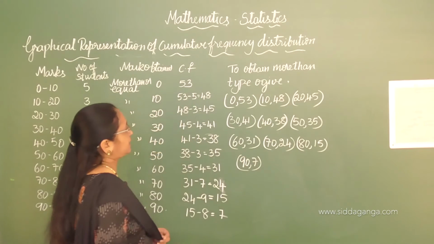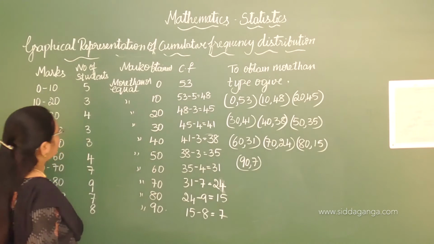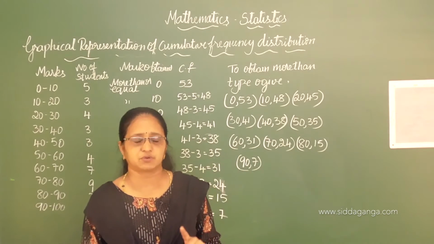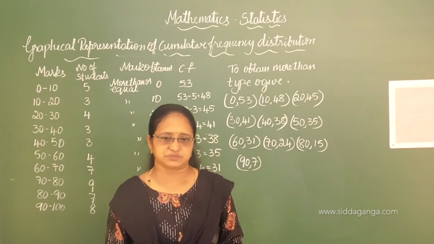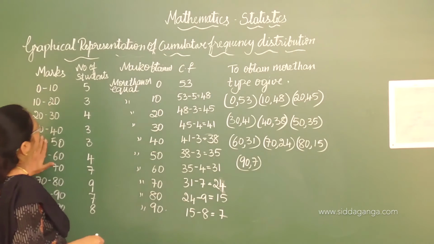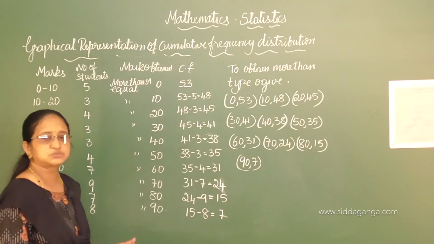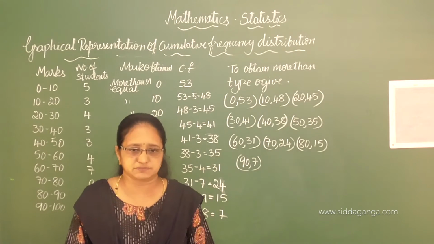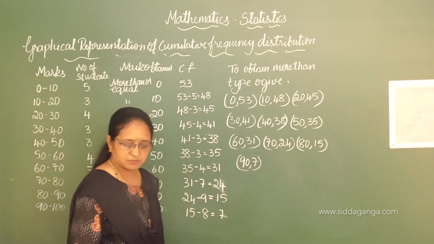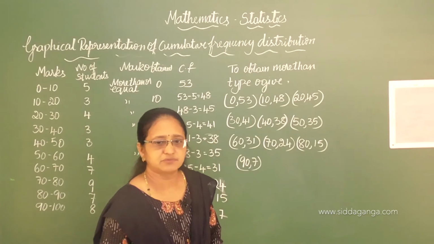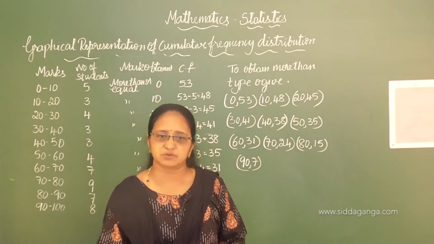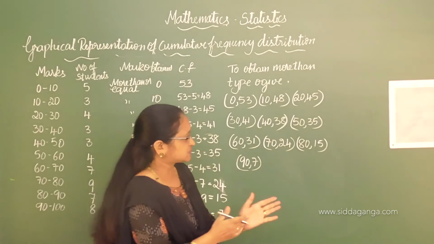So here you have to take the lower limit and the corresponding cumulative frequency to obtain the more than type ogive. Suppose in the question they give this data, marks obtained and the number of students, and ask you to plot the more than type ogive, then you have to do it this way. But I am going to plot in the same graph just to show the intersection of the less than type ogive and the more than type ogive. Now let us plot the graph.